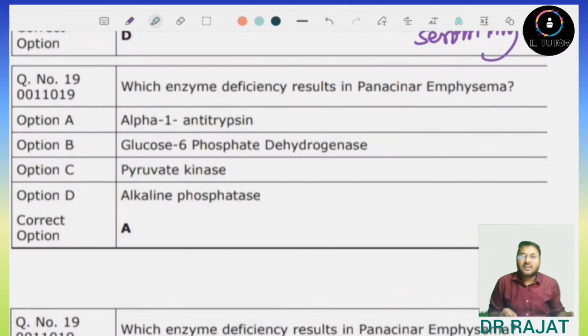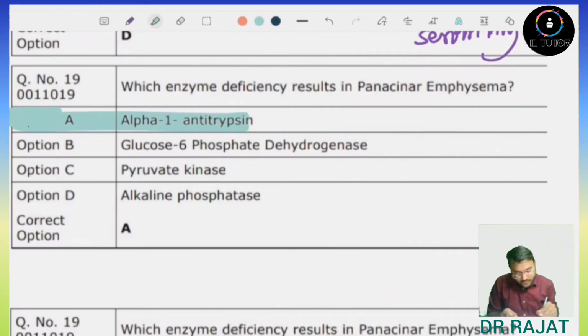Which of the following deficiency results in pan-acinar emphysema? So this is a direct question. We know that alpha-1 antitrypsin deficiency will lead to pan-acinar emphysema. Answer will be option number A.